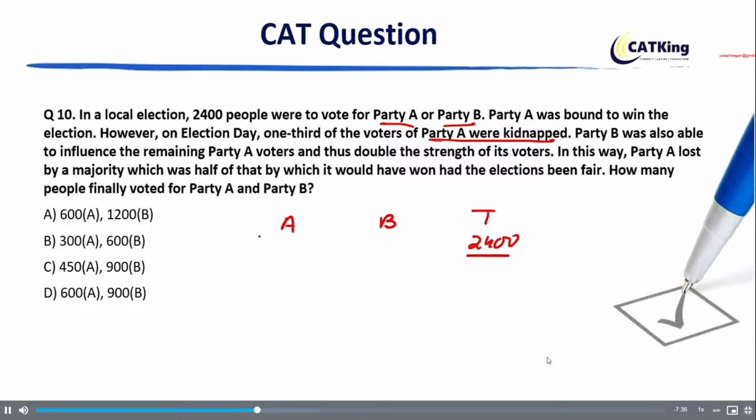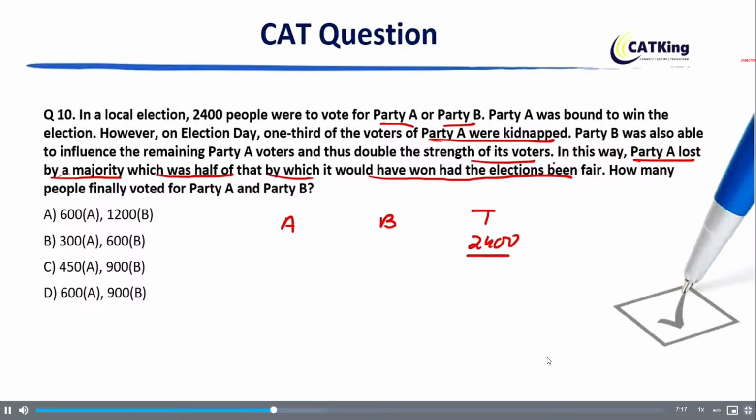Okay, cool. Then what happened? Party B was also able to influence the remaining party A voters and thus double the strength of its voters. Fine. In this way, party A lost by a majority which was half of that by which it would have won had the election been fair.